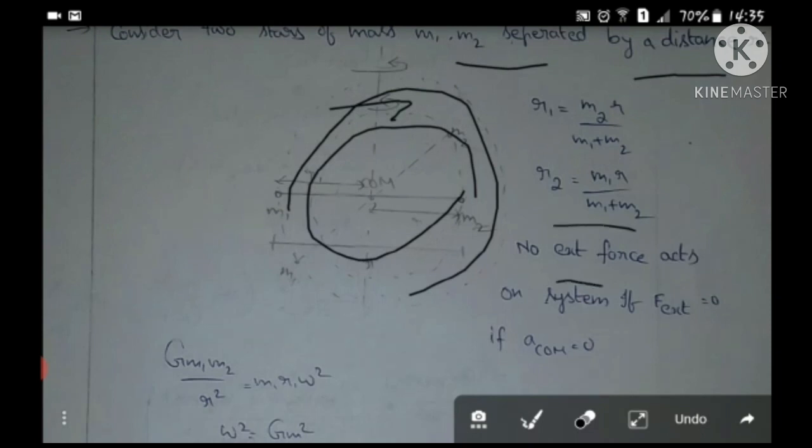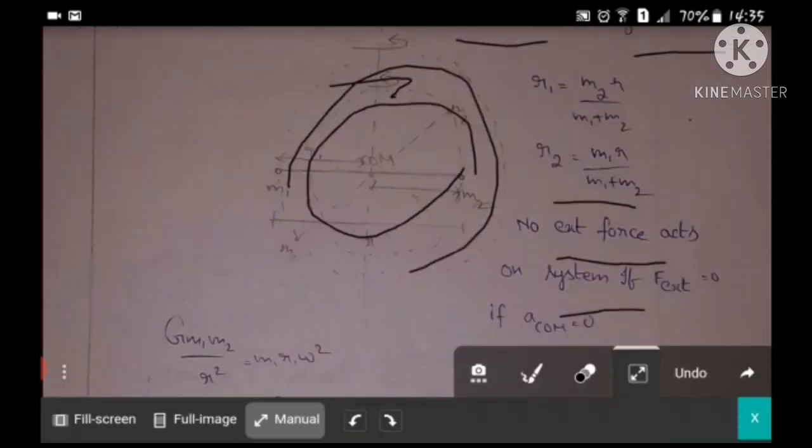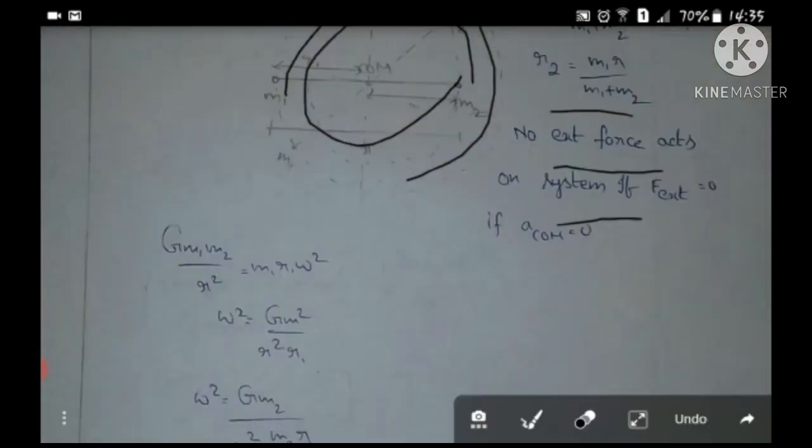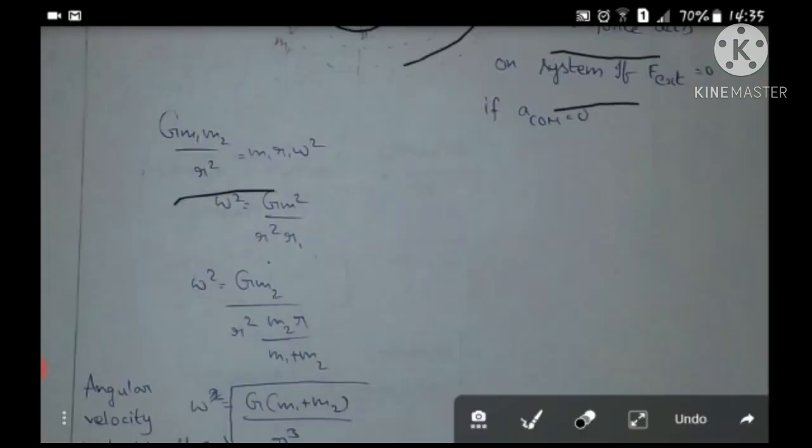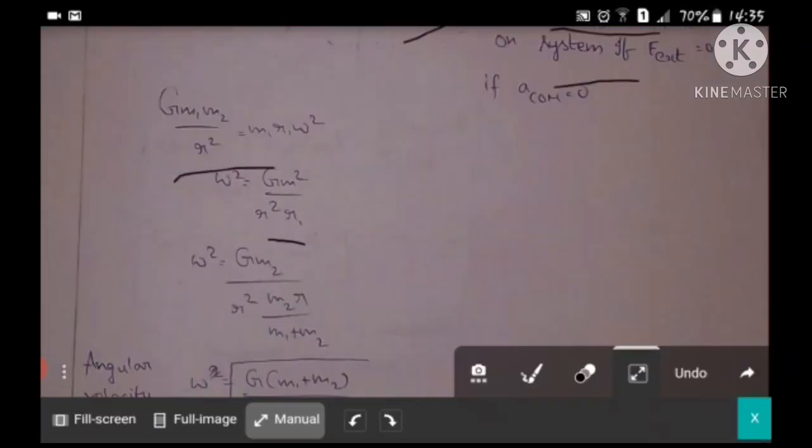Here no external force acts on the system, F external is equal to 0. If the acceleration of the center of mass is 0, then F external is also 0. G M1 M2 by R square is equal to M1 R1 omega square. Therefore, omega square is equal to G M2 by R square into R1. Omega square is equal to G M2 by R square into M2 R by M1 plus M2.